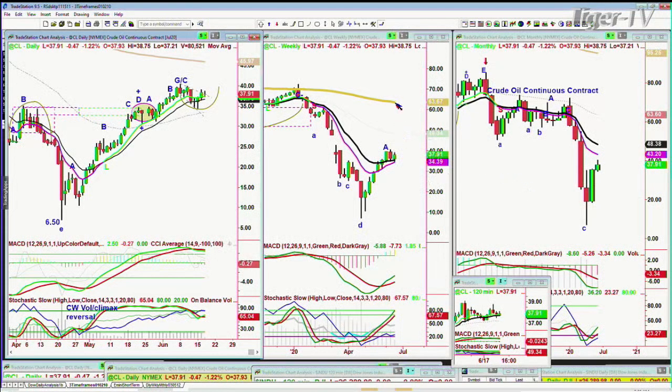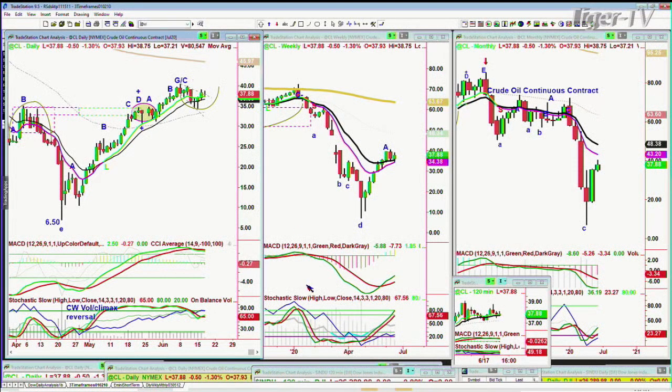But it is so far from the 200-period moving average of 63.67, and even the 50-period moving average of about 48, that crude oil is just acting okay right now, but it's not doing well.